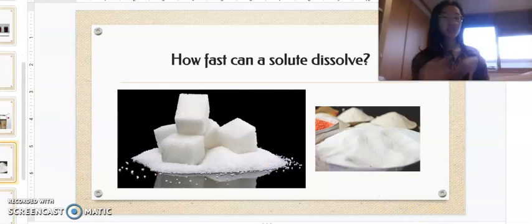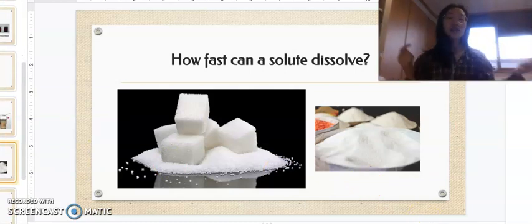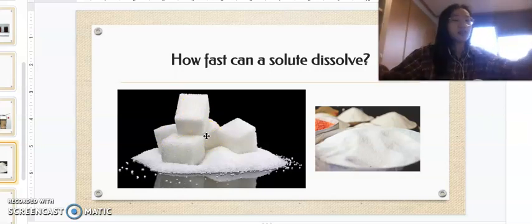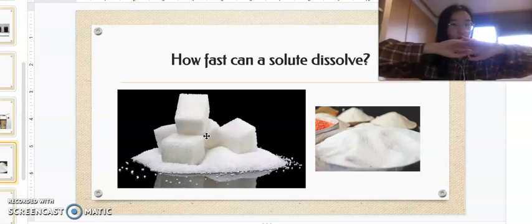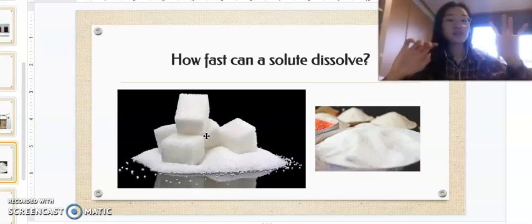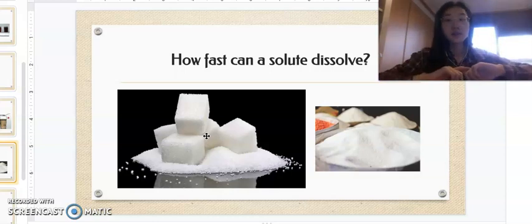Now we're going to switch gears into how fast a solute can dissolve, the rate of the solute. We've got these delicious looking sugar cubes over here. So how fast can it dissolve? Remember, dissolving is when the substances separate and spread out and it looks like it's disappearing. Well, you can increase the surface area by crushing the sugar cube.